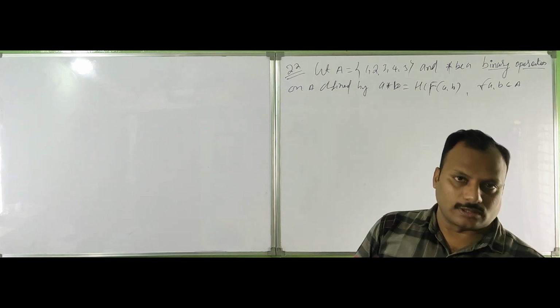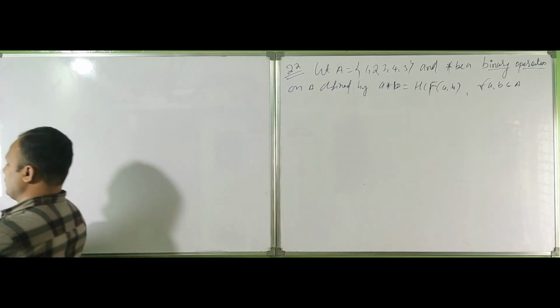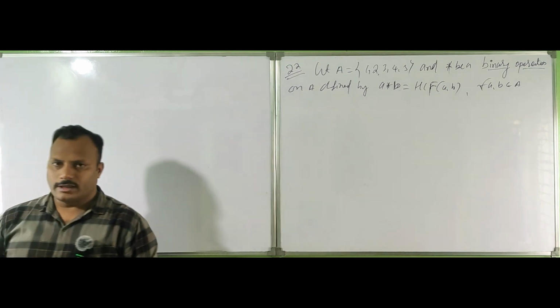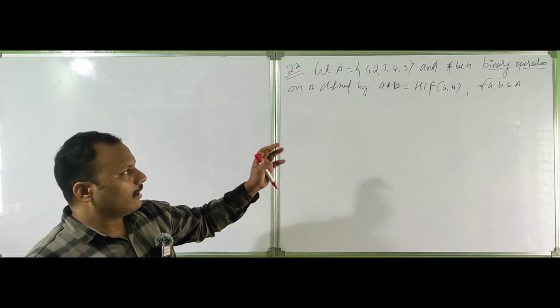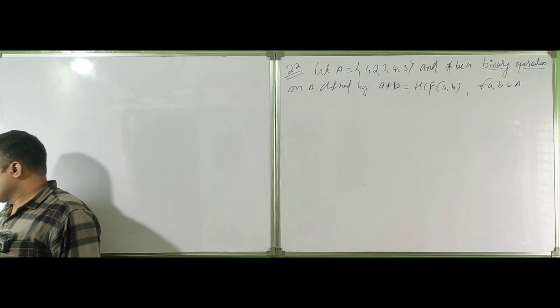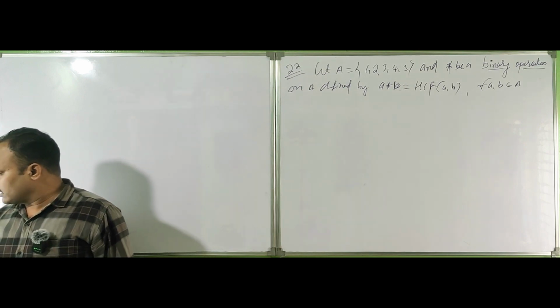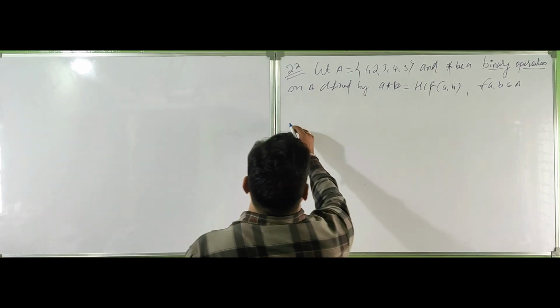Then there are four sub questions. I'll tell you step by step. Set the operation table for this question, and then we solve the four sub questions. Operation table. Okay. Solution.